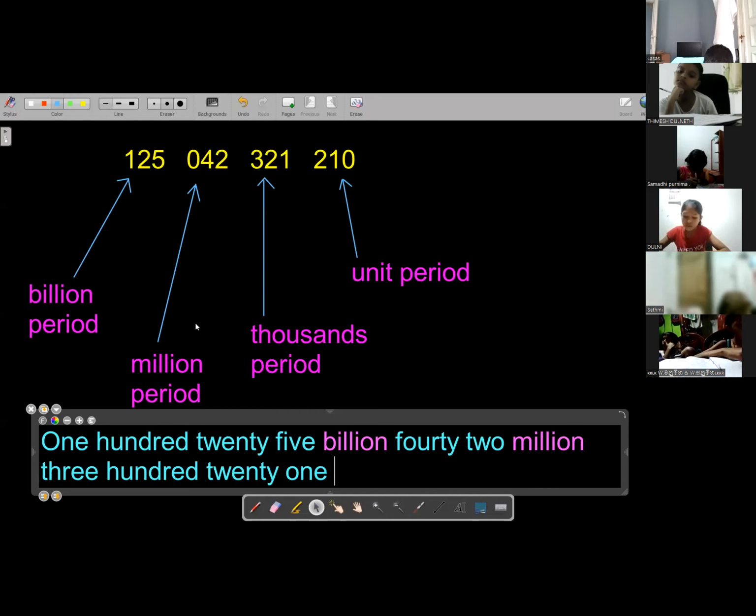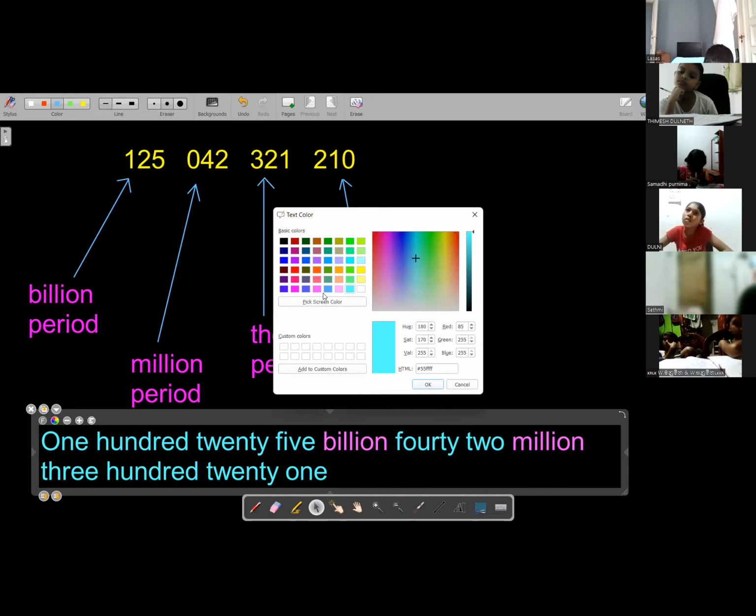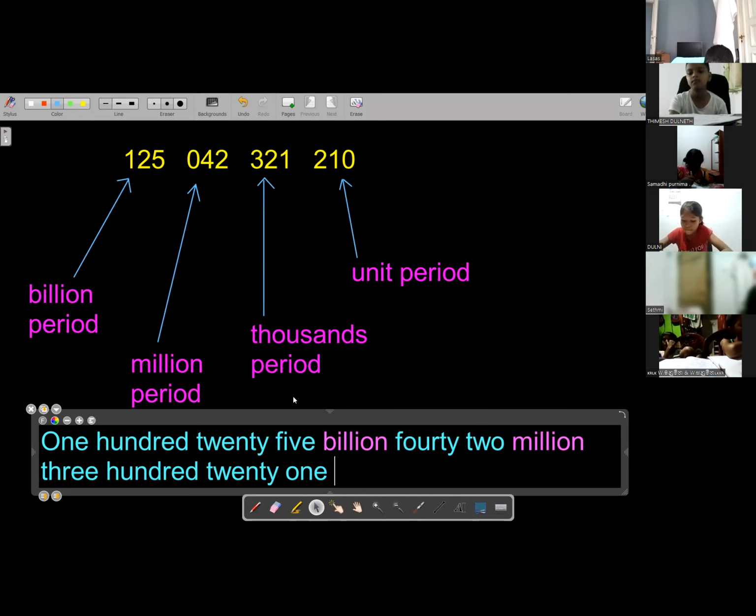321. Also, you have to write the period name. Okay? Every time after writing the number, you have to write its period name. What is the period? 1000.